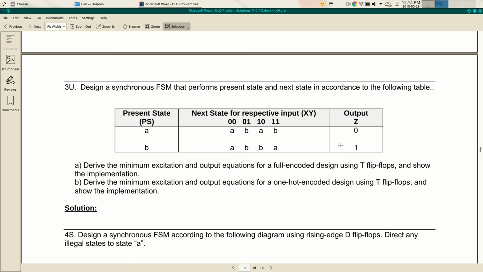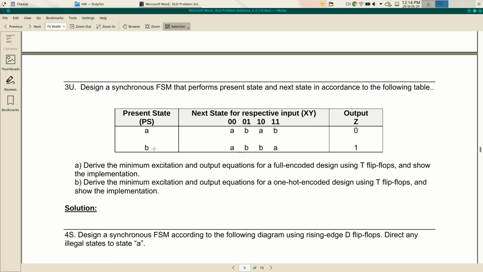So in this system, the output is shown. If you're in state A, the output is 0. If you're in state B, the output is 1. And it doesn't matter what you put into your inputs, 0, 0, 0, 1, 1, 0, or 1, 1. Your output is 0 in state A, it's 1 in state B. So that's a nice, solid Moore machine.